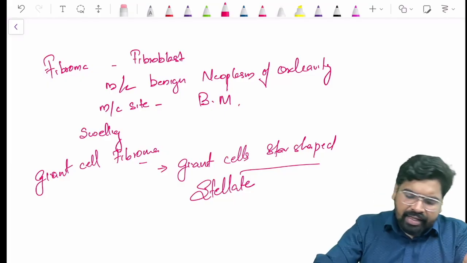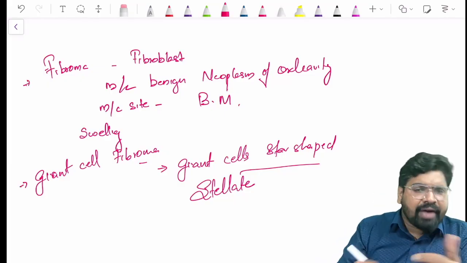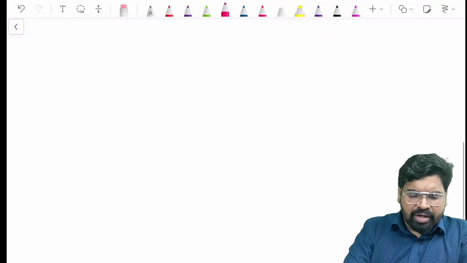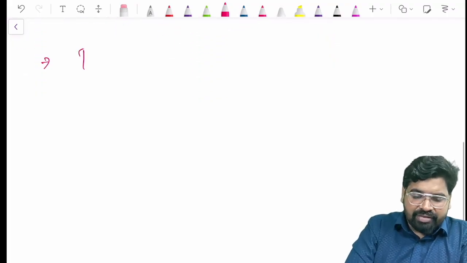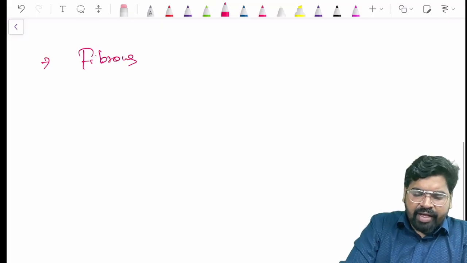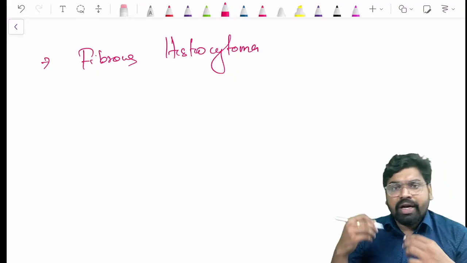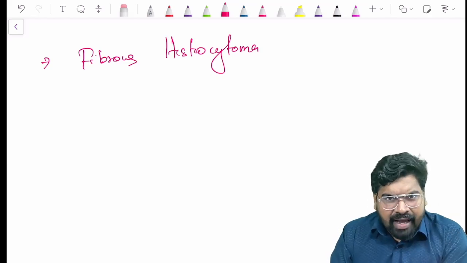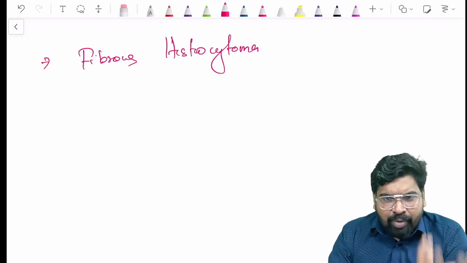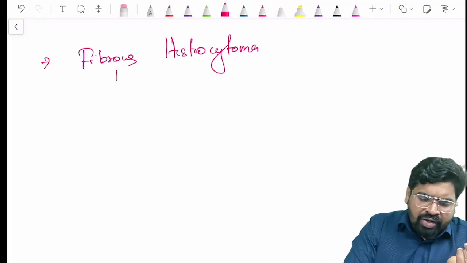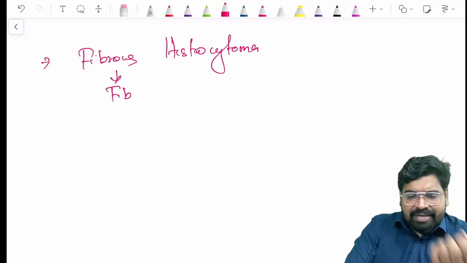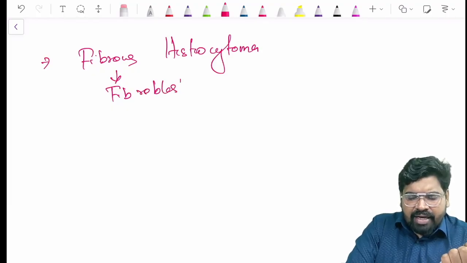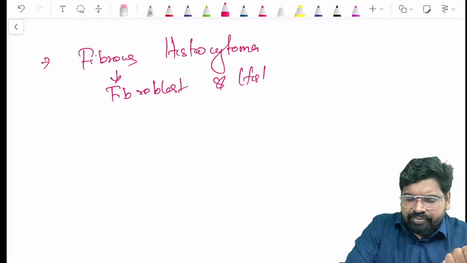Now there is one another benign tumor. So we have seen two benign tumors. One more benign tumor, that is called a fibrous histiocytoma. Now what is the peculiarity of this fibrous histiocytoma? From the name itself, there is fibrous and histiocyte, fibroblast and histiocyte. So it's a tumor of two cells actually, fibroblast and histiocyte.